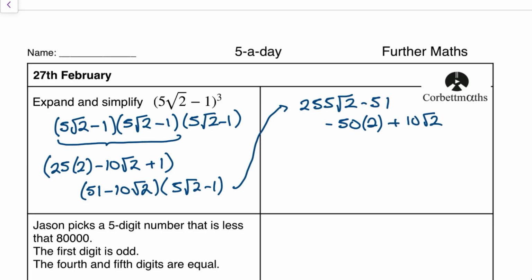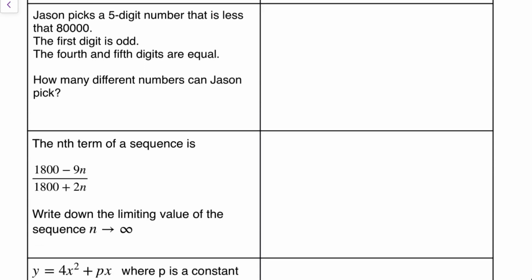And let's collect all of these things together. So 255 root 2 plus 10 root 2 is equal to 265 root 2. And then minus 51 minus 100 is minus 151. That wasn't where I thought that was going to go, but nevertheless, not too bad as a question, just taking it carefully. Next question.